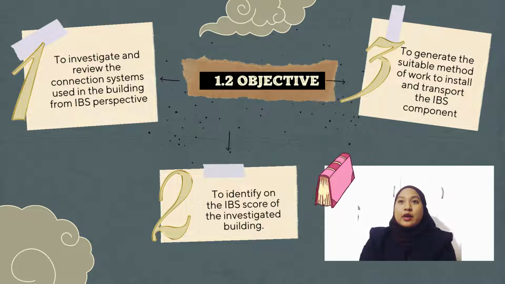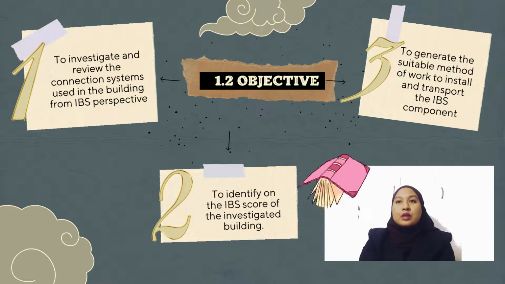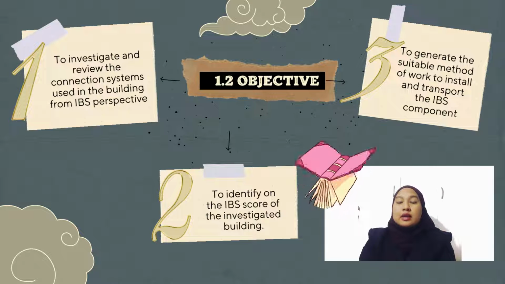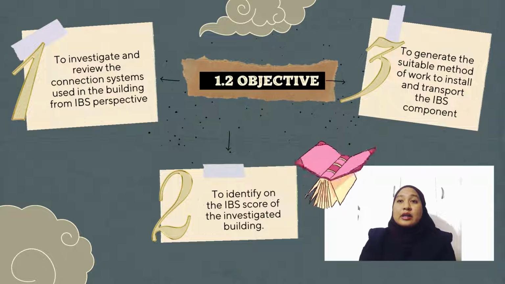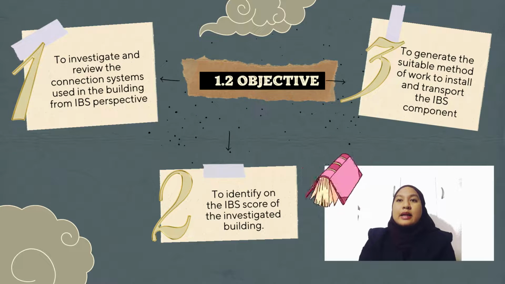Objective. The purpose of the study is to identify the related evaluation of the IBS activity at higher education hub buildings in Pagoh, Johor. There are several objectives that would be priority in order to achieve the aim of this study. The first one is to investigate and review the connection system used in the building from the IBS perspective. The second one is to identify the IBS score of the investigated building. And the last one is to generate the suitable method of work to install and transport the IBS component.